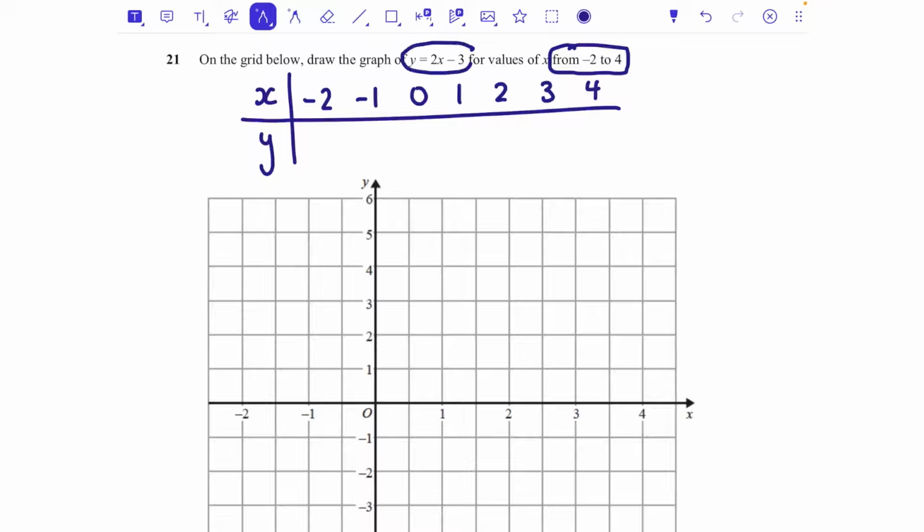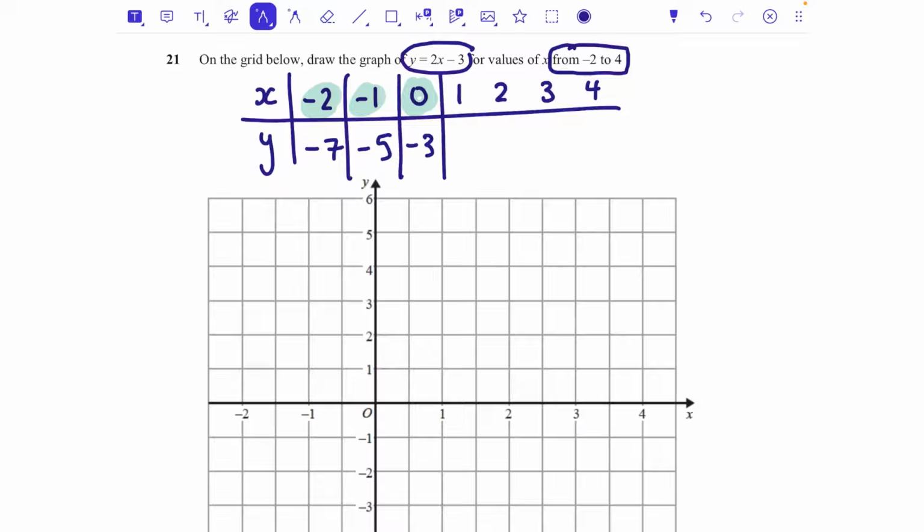And then this is the rule. It says to get y, you need to do 2 lots of x, take away an extra 3. So I'm going to do 2 lots of x. So I'm going to start with this one. 2 lots of minus 2 is minus 4. Take away another 3 is minus 7. And then I'm going to do 2 lots of minus 1, which is minus 2. Take away another 3 is minus 5. Then I'm going to do 2 lots of 0. 2 lots of 0 is 0. Take away 3 is minus 3.